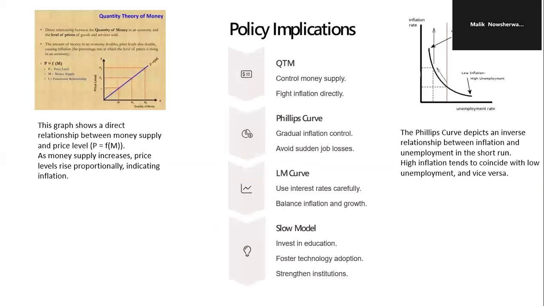Moving further, we will now discuss the policy implications. So, what does this all mean for policymakers in Pakistan? Basically, from the QTM, it's clear that controlling money supply is essential to fighting inflation. The Phillips curve suggests that inflation should be managed gradually to avoid sharp rises in unemployment. The LM curve warns against over-reliance on interest rate hikes, which can hurt investment. And the Solow model urges long-term investment in education, technology, and institutional reforms for true development. Policy decisions must balance short-term needs with long-term goals.